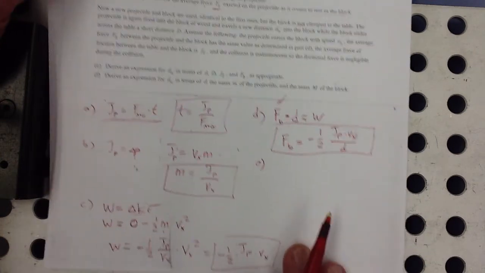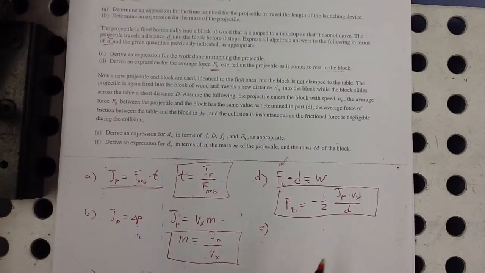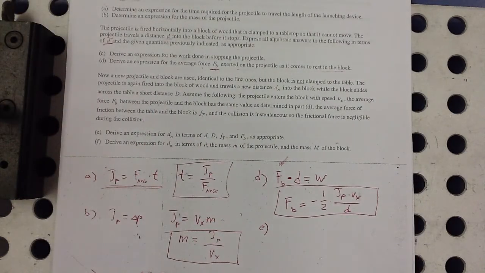All right, now a new projectile and block are used identical to the first ones, but the block is not clamped to the table. So we're going to fire it in and the block's going to slide. That sounds like momentum, doesn't it? The projectile is again fired into the block of wood and travels a new distance d into the wood block while the block slides across the table a short distance d.